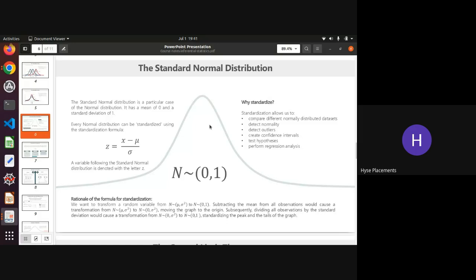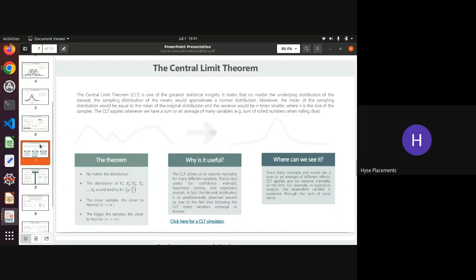We have already seen this, and now here you can see the central limit theorem. I'll share this PPT, so just have a look at it. It's the same thing we are discussing now. See, why is it useful?